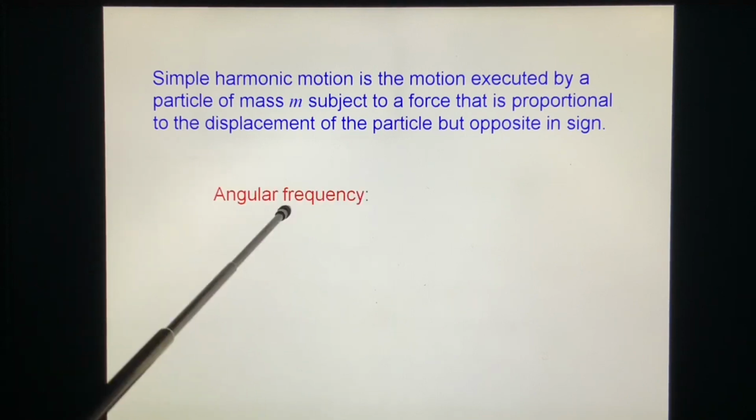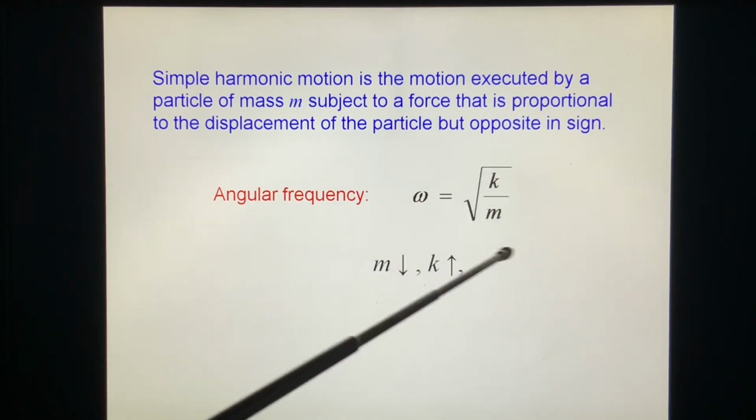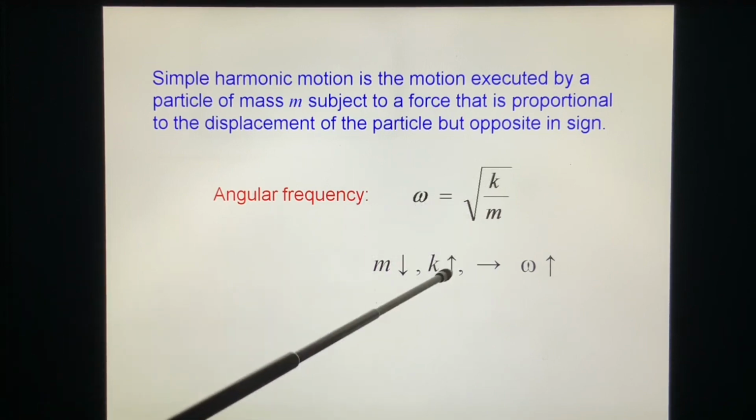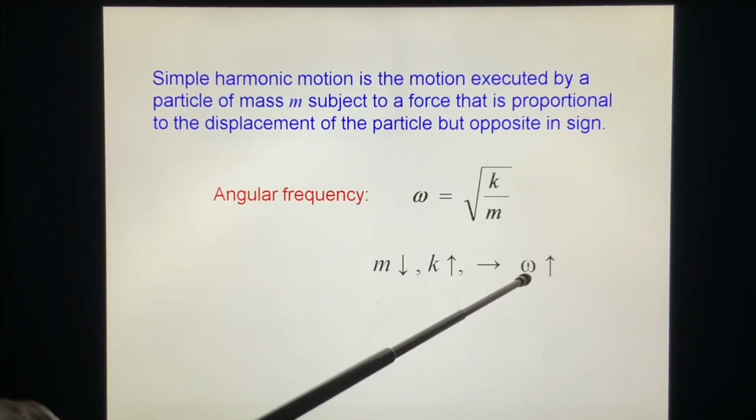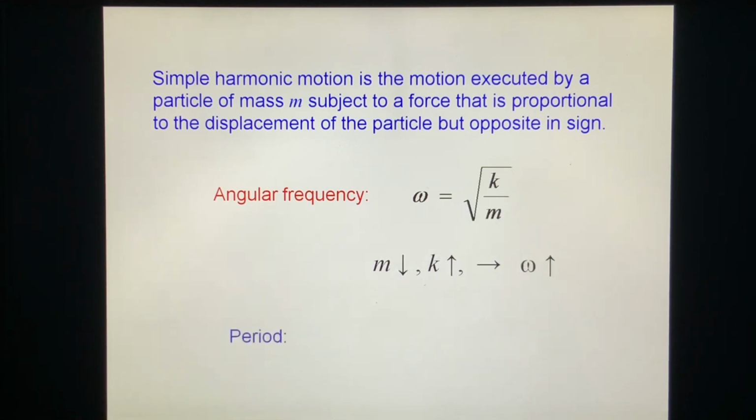Angular frequency omega equals the square root of k over m. When m is smaller, omega is larger. When k is larger, omega is larger. When omega is larger, T is smaller, okay? So the period T is 2 pi over omega, which is 2 pi times the square root of m over k. This formula you have to remember.